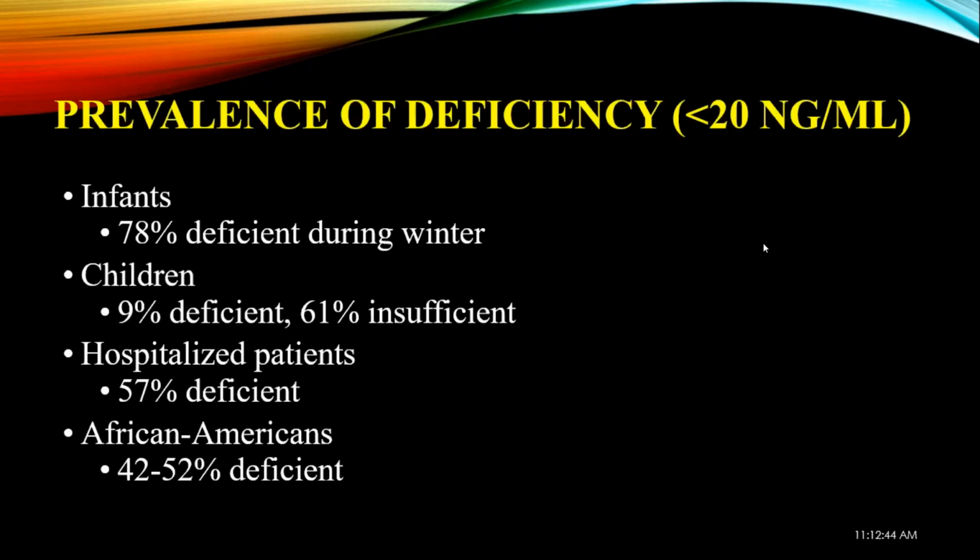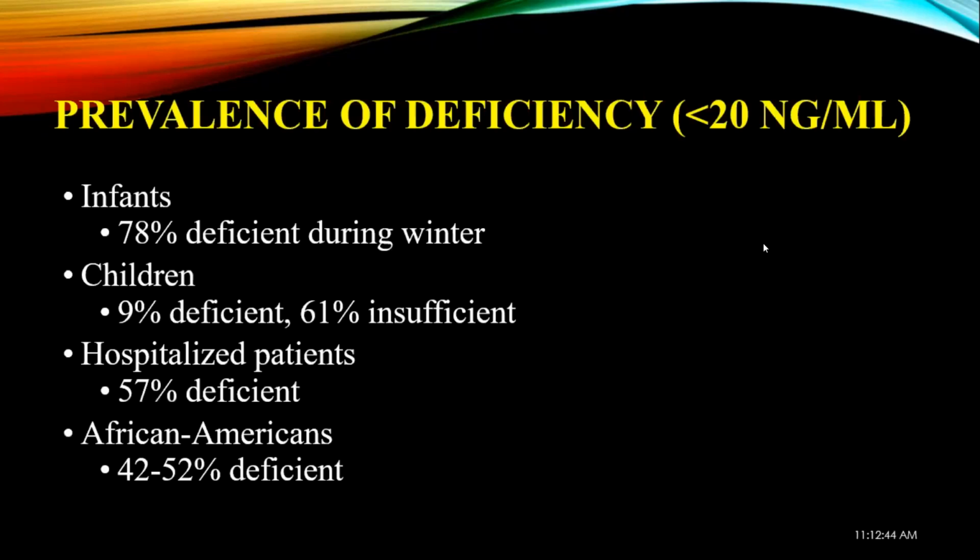Another cause of vitamin D deficiency in winter is that we generally cover our body with heavy clothes, so the sunlight, that means UV light, cannot penetrate the skin. In growing children the deficiency is common. 9% of children are generally deficient, and 61% of children may have insufficient vitamin D.